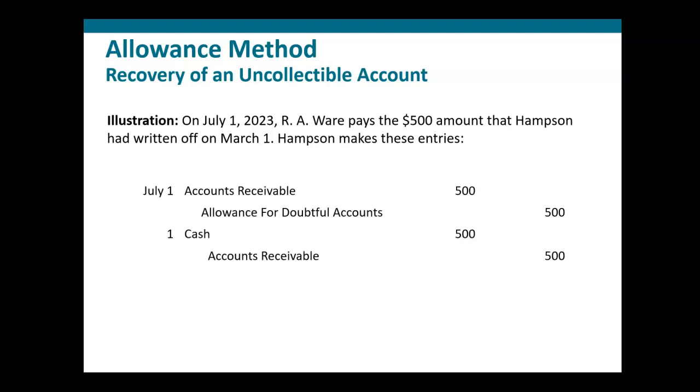Always two entries. This is kind of bunched up. I wish there was a little space here and a good description, but the first entry is to reinstate the account, debit accounts receivable, credit allowance for doubtful accounts, and then the second entry is to debit cash and credit accounts receivable. Seems cumbersome, but it's much clearer that way when you're looking at the books.